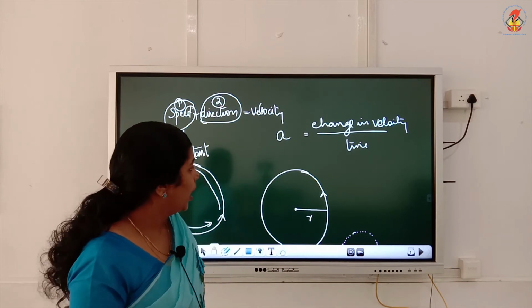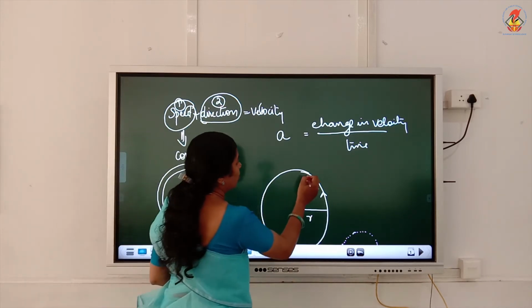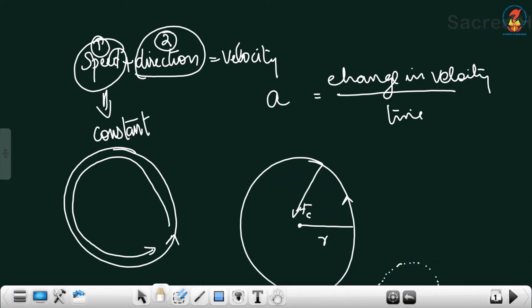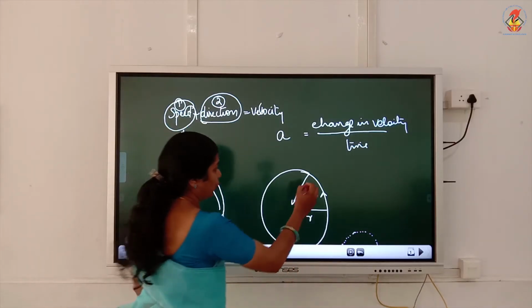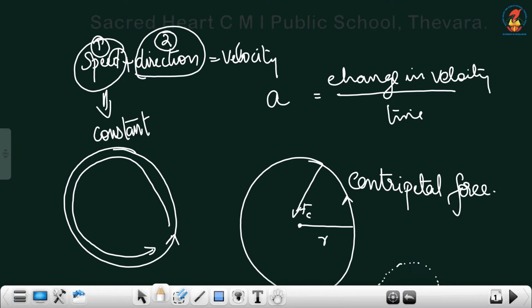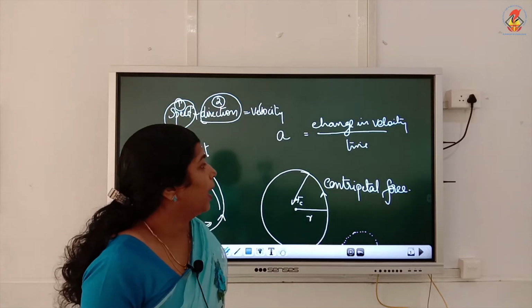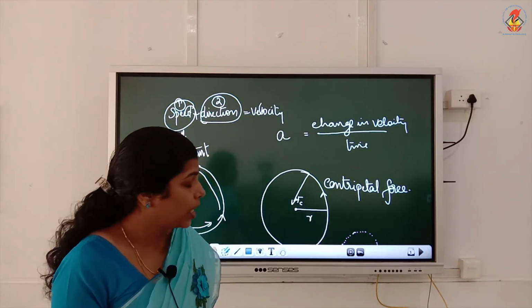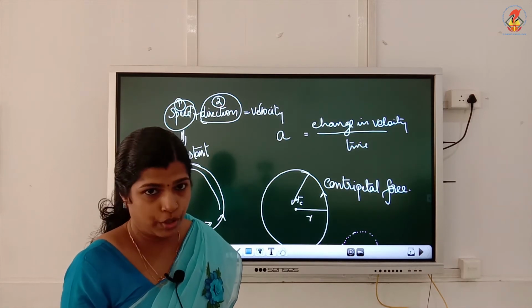Then a force will be acting towards the center. That force is known as the centripetal force. If an object is moving in a circular path, a force will be acting towards the center. That force is known as the centripetal force.